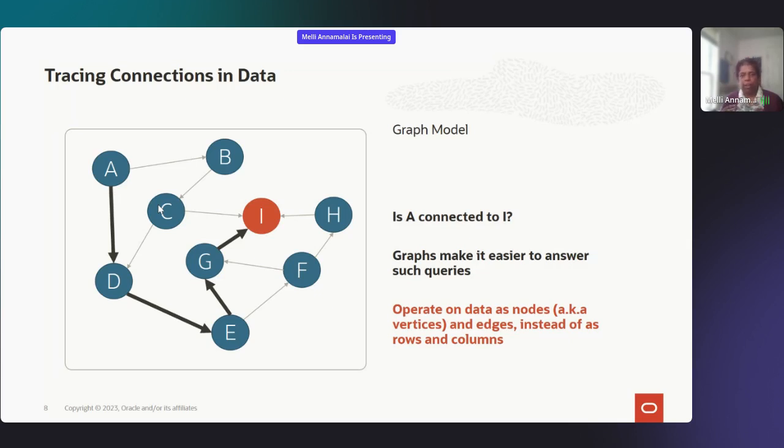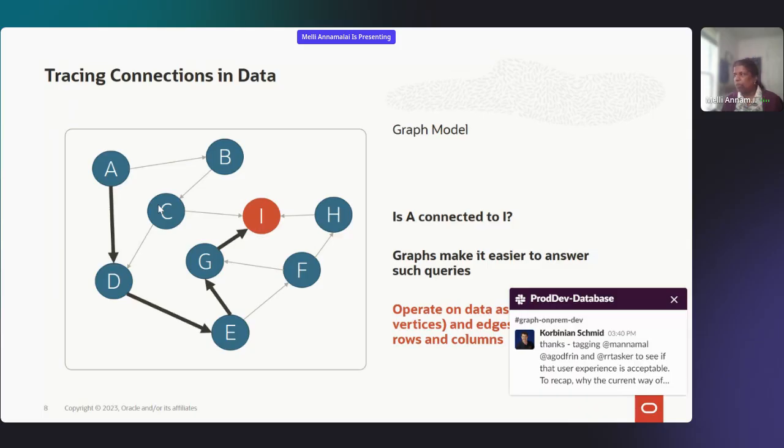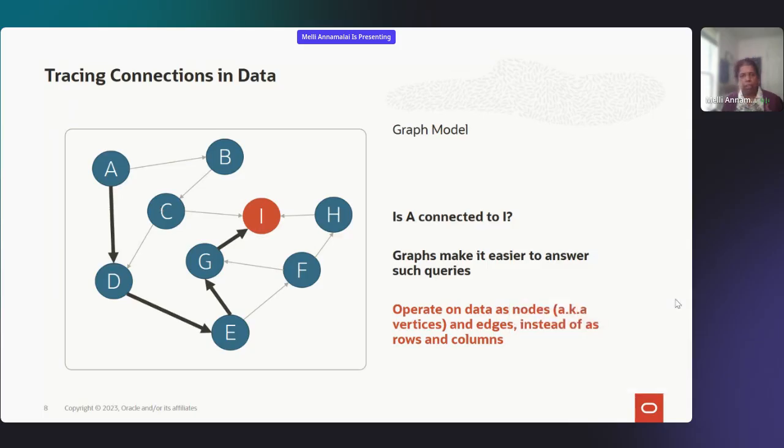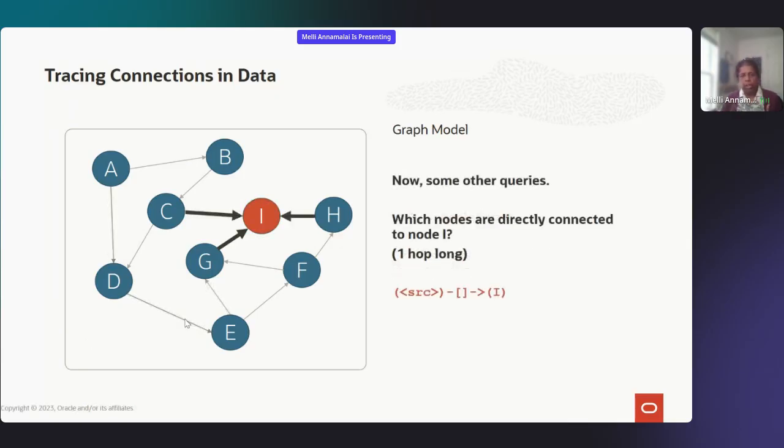Your data set is represented as entities rather than rows and columns. Your data set is represented as entities and then the connections between them. And then with the graph database, you have the syntax to follow these connections. You can go from A to D to E to G and then to I. So you can actually follow these connections, and graph databases make that really easy to do.